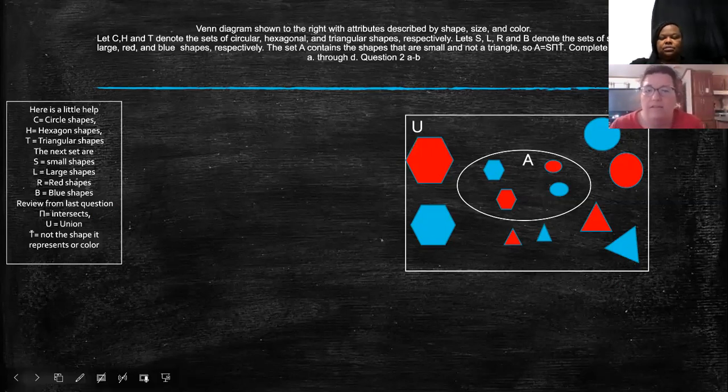Okay, thank you. Here's our Venn diagram over here. We have hexagons, circles, triangles. What we're going to look at is their size, their color, if they intersect, which is our intersect symbol, and if they're in a union, which means all of the above. When it has this little line over it, it means not in it, or not that shape.